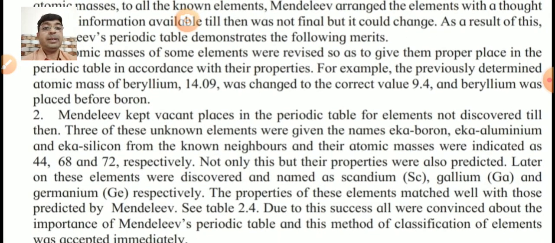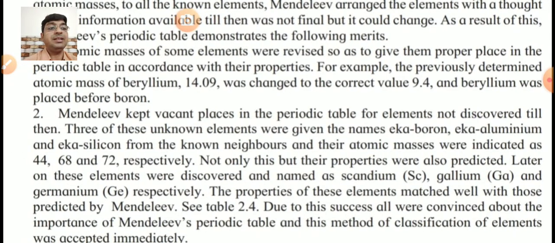Now the second one. Mendeleev kept vacant places in the periodic table for elements not discovered till then. Three of these unknown elements were given the names Eka boron, Eka aluminium and Eka silicon from the known neighbors, and their atomic masses were indicated as 44, 68 and 72 respectively. Not only these, but their properties were also predicted. Later on, these elements were discovered and named as scandium, gallium and germanium respectively.